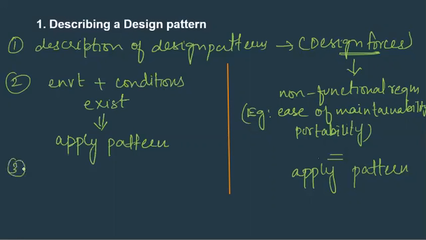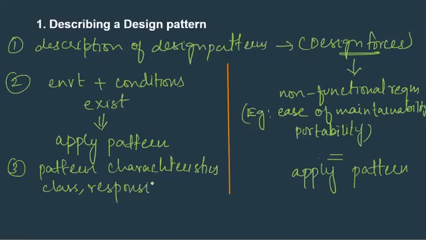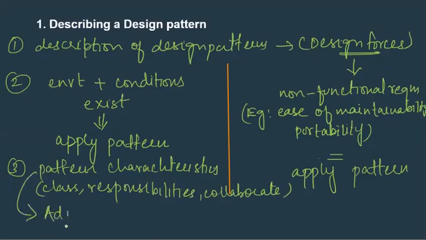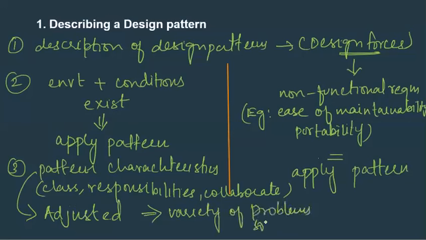The next thing is that it is also going to tell you the different pattern characteristics. The different pattern characteristics include the classes, their responsibilities, and how these classes are going to collaborate. These pattern characteristics can be adjusted, that is how many different classes it can accommodate, adding a few responsibilities, removing responsibilities, or identifying how these are going to collaborate. These can be adjusted so that a variety of problems can be solved.